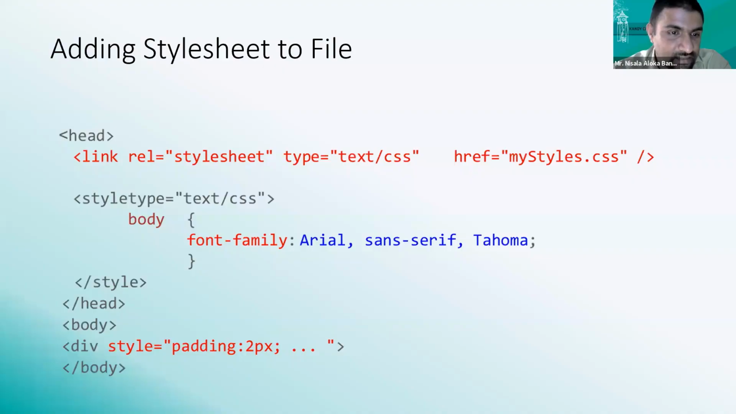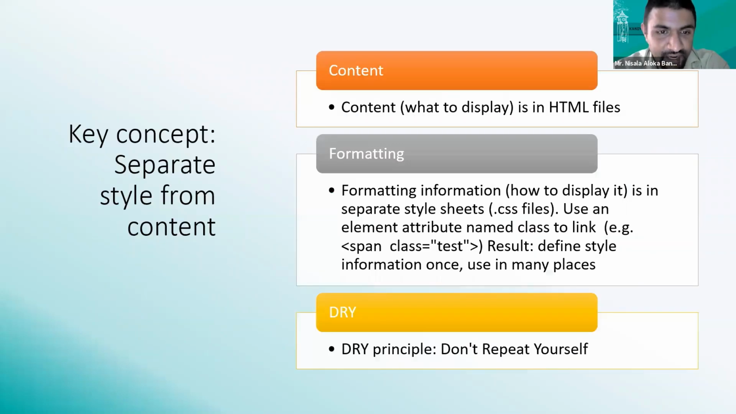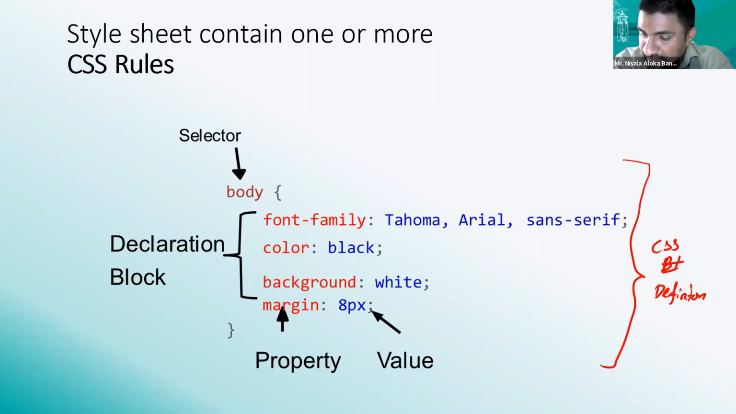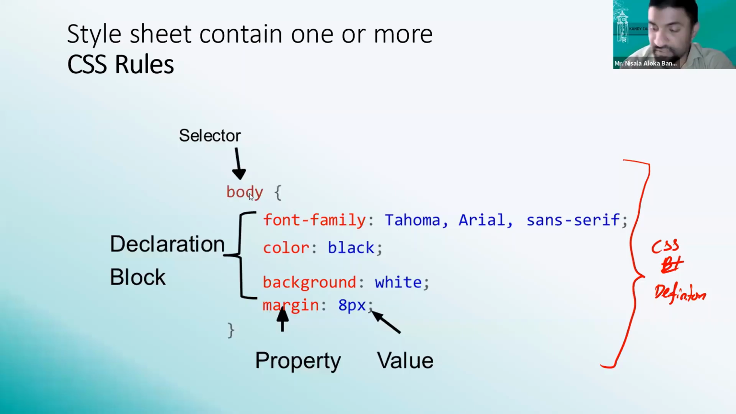So let us go back to our CSS. This is where we were, and we were building CSS. We learned where to place the CSS: the inline method, the header method, and the separate file method. We can have all three of them. And I told you there are multiple different types of selectors. So this is one of the selector types.